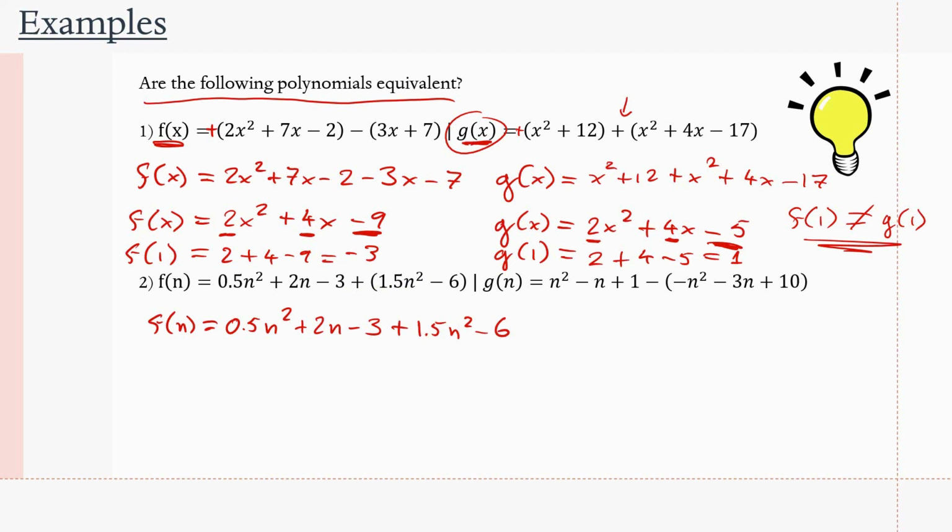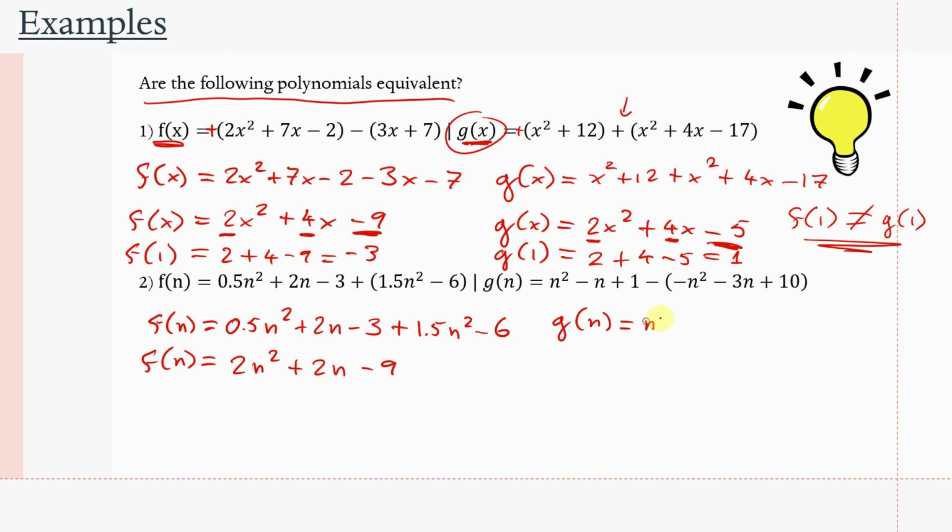We've gotten rid of all the brackets, so now let's collect like terms. We have a 0.5 n squared here, plus 1.5 n squared will get us 2n squared. We have 2n. There's no other n's, so we'll keep that the same. Negative 3 minus 6 will get us negative 9, right? That's f of n. Let's do g of n.